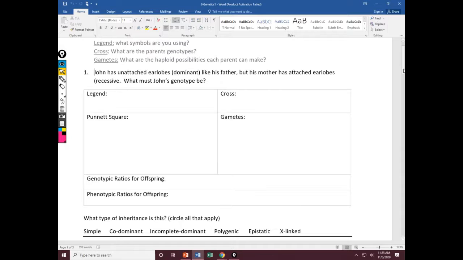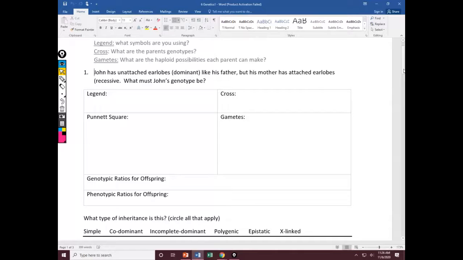All right, so as we look at how to fill these out, you see we have several boxes that are going to help us make sure that we do all of these things as we go. So our legend is just simply asking us for what is our key, or what letters are we going to use. So if we think about our last example, that would just be the part that said big P is round seeds, little p is wrinkly seeds. Okay? So you're going to build your own. So what letters are you using? What's dominant and what's recessive, and what do they mean?